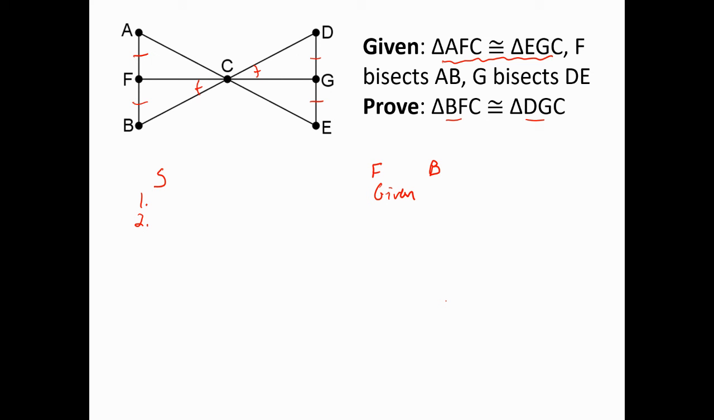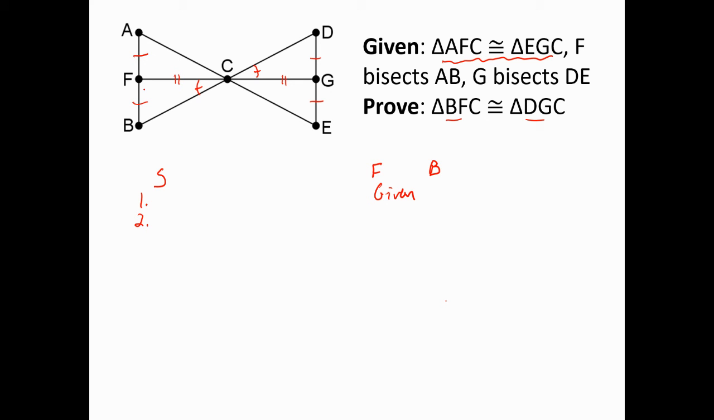Interesting. I'm trying to get something else here. Oh, well, look, we also know that FC is equal to CG, right? Because that follows from the given congruence that AFC is congruent to EGC. And then somebody might go, oh, well, we now know that triangle BFC is congruent to triangle DGC, and that's side angle side. And at that point, I would say it is not side angle side.